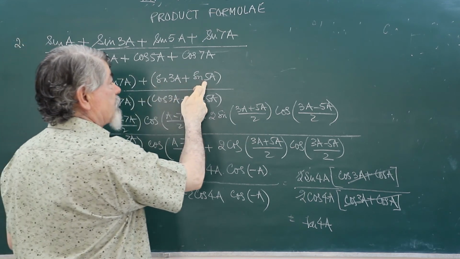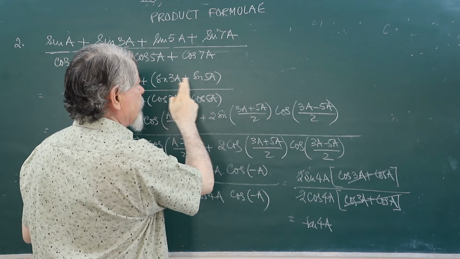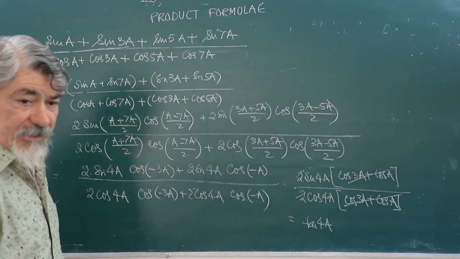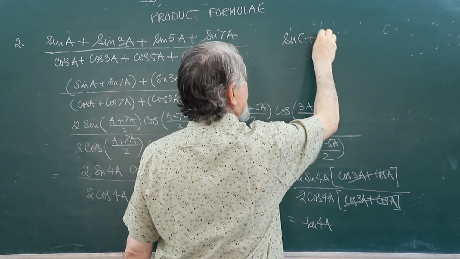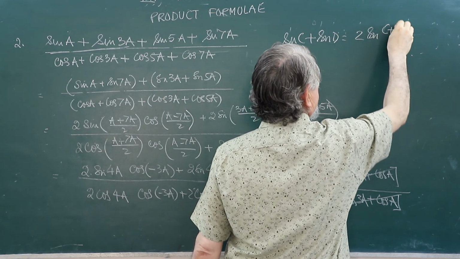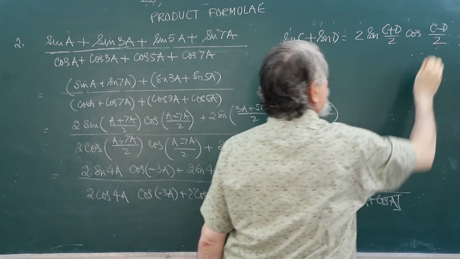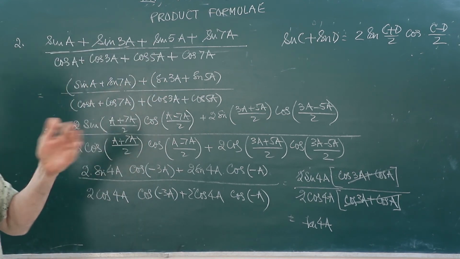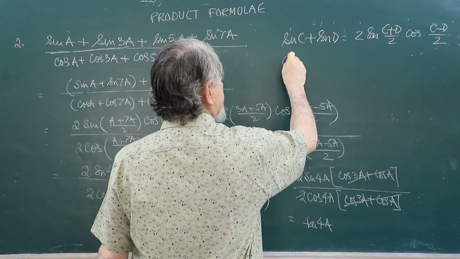Similarly here, sin 3A plus sin 5A will be 2 sin 3A plus 5A upon 2, cos 3A minus 5A upon 2. So we applied sin C plus sin D. Sin C plus sin D is 2 sin C plus D upon 2 and cos C minus D upon 2. Here C was A and D was 7A, so we applied that formula. In the denominator I have cos C plus cos D.